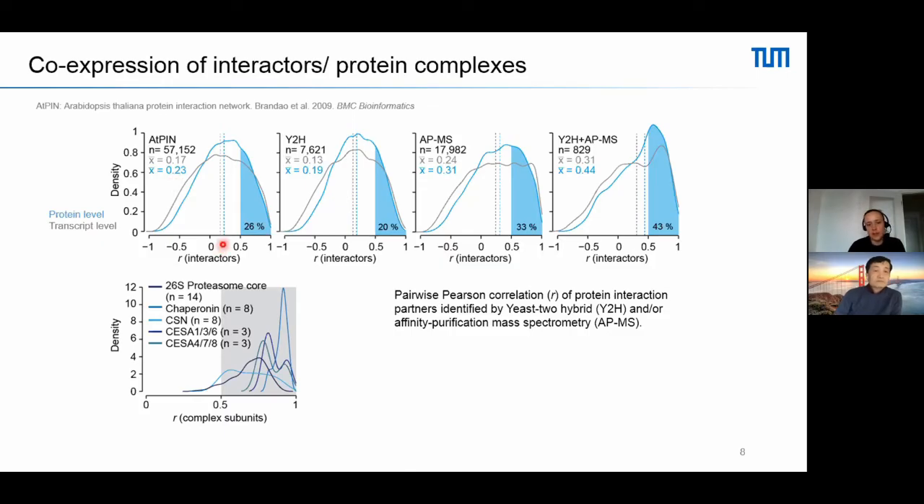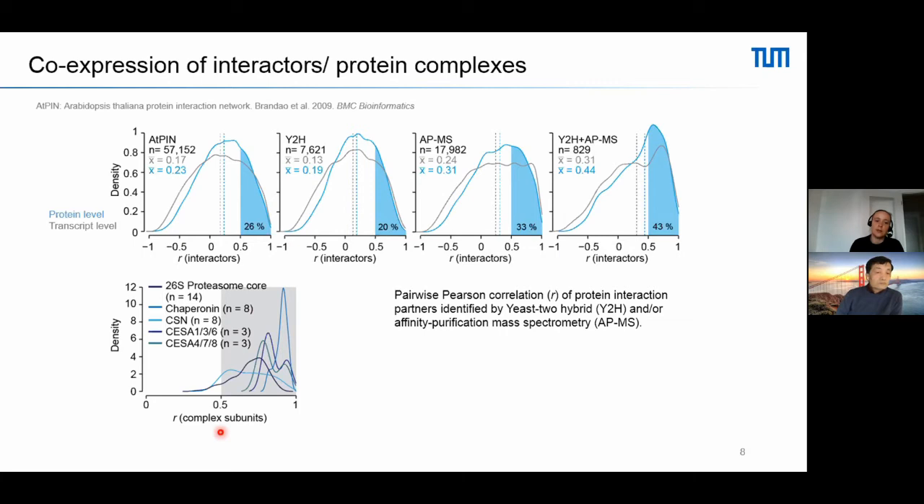When we split the dataset based on the method that was used to identify the protein interaction, we get, for protein interactions that were identified by affinity purification MS, a slightly better average Pearson correlation coefficient. However, the coefficient is still quite low in these results. What we marked here in blue is the percentage of interaction partners where we believe we could find this based on our dataset, and we come up with this cutoff based on a study which we did with known complex subunits.